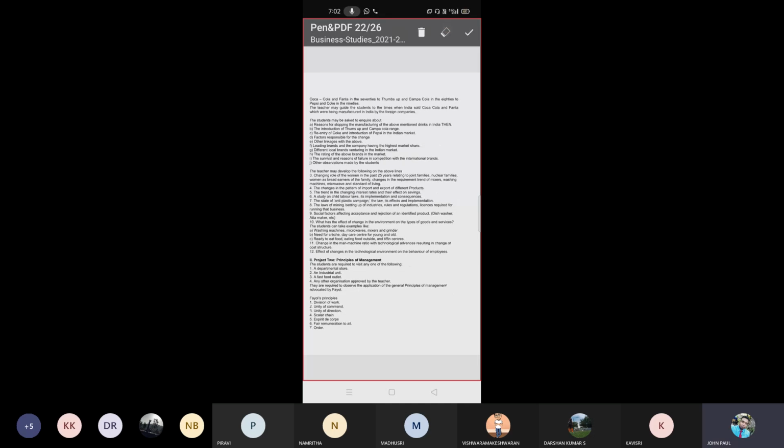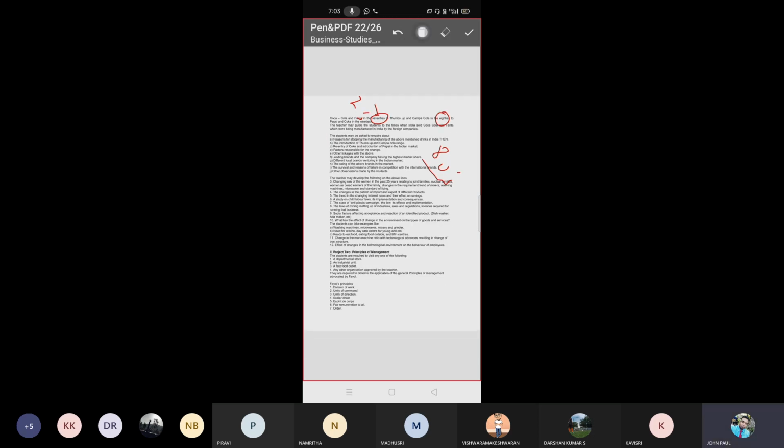Okay. So for example, Coca-Cola and Fanta in the 70s, Thums Up and Campa Cola in the 80s, to Pepsi and Coke in the 90s. Teacher may guide the students about the times when India sold Coca-Cola and Fanta, which were manufactured in India by foreign companies. Okay. So next, this is about the durations. 70s. This is 80s. Okay, fine.